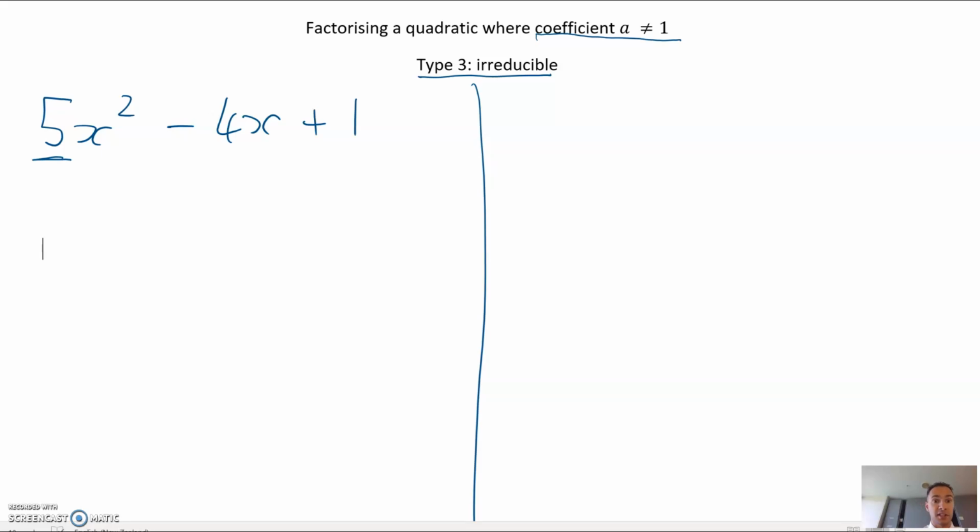So the first thing to check is, can we make it easier? Can we divide everything by 5? Is 5 a common factor? No, it's not.